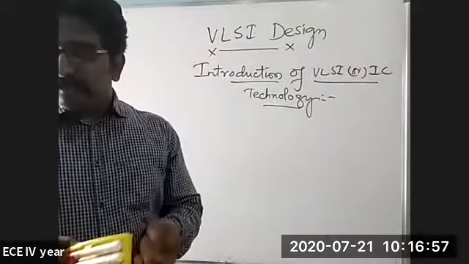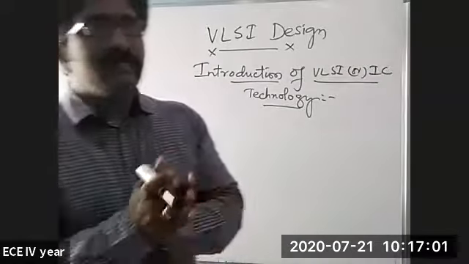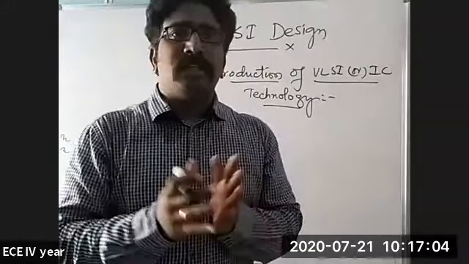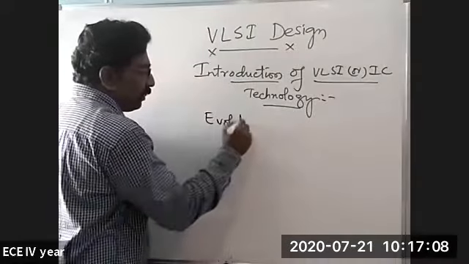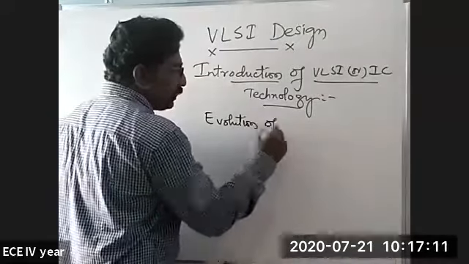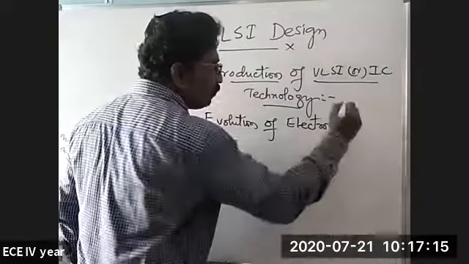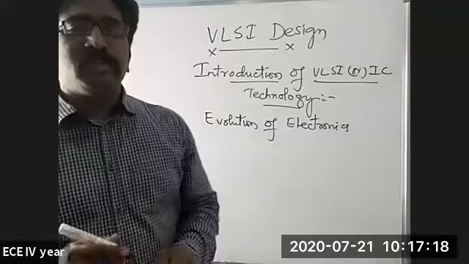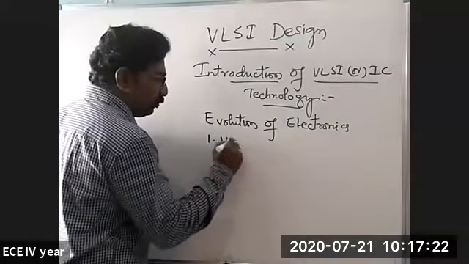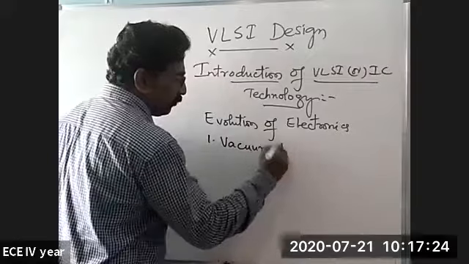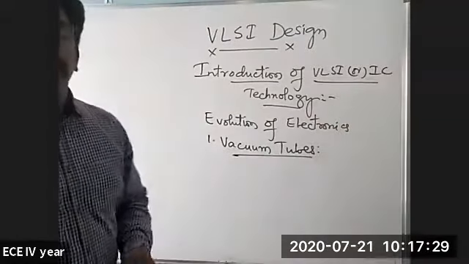So now, the first thing about VLSI technology is that it started with the evolution of electronics. How has electronics evolved? The evolution of electronics started with a device called vacuum tubes. Vacuum tubes are the first electronic device which was manufactured.